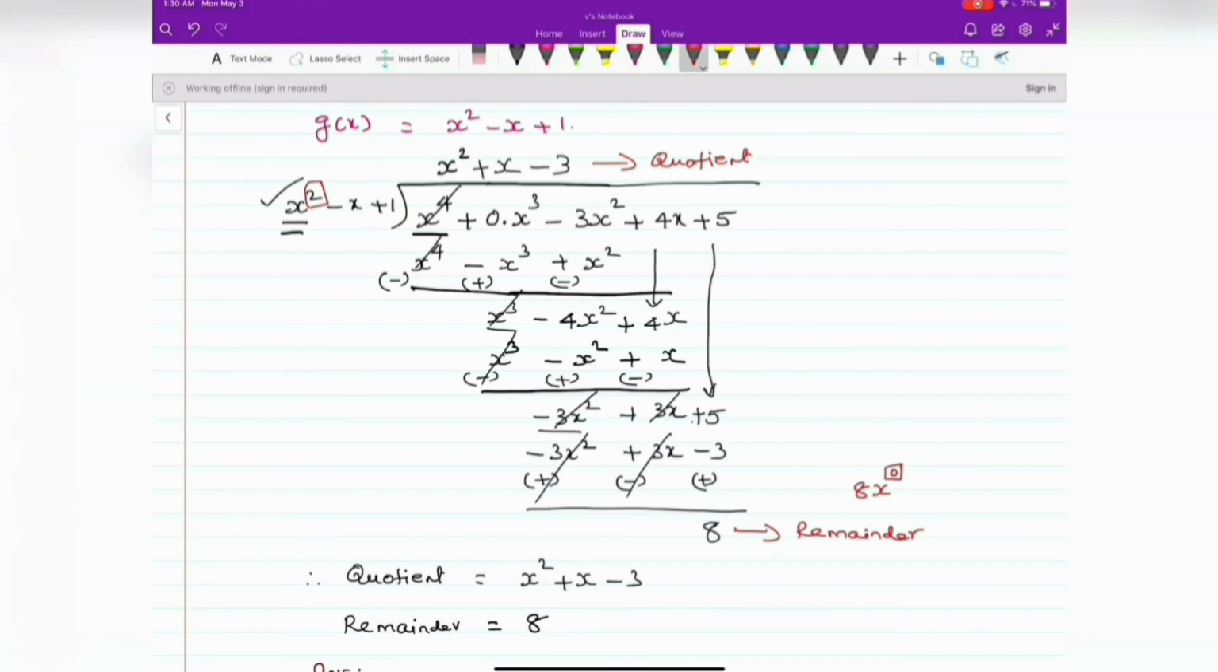And in today's session, I worked out 3 questions from exercise 2.3, only the first part, wherein you had 3 subdivisions in which you have to divide the given polynomial p of x by the polynomial q of x, and you have to just write what is quotient and what is remainder.